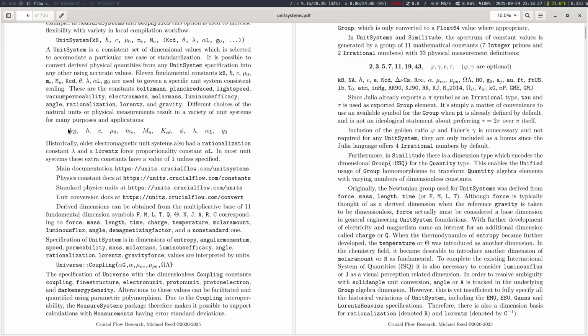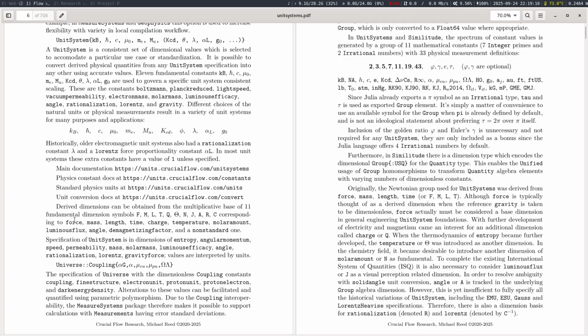So basically, you set these fundamental constants with certain values, and that creates a unit system definition. That's the fundamental idea. That's why it's called UnitSystems.jl, because it's about constructing unit systems through the selection of these 11 fundamental constants. And I've had the documentation website here, units.crucialflow.com. There's several pages and stuff.